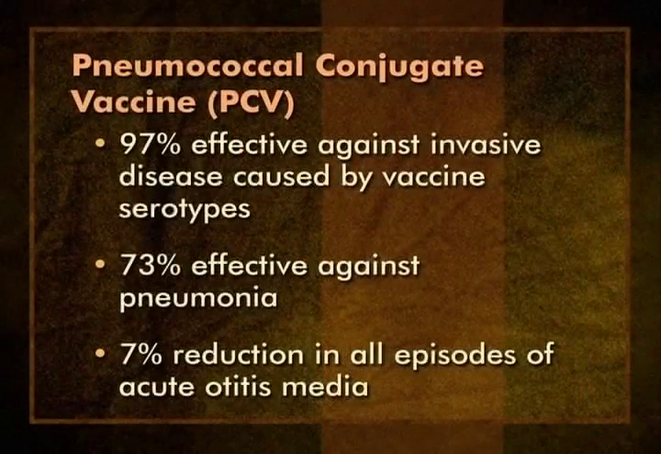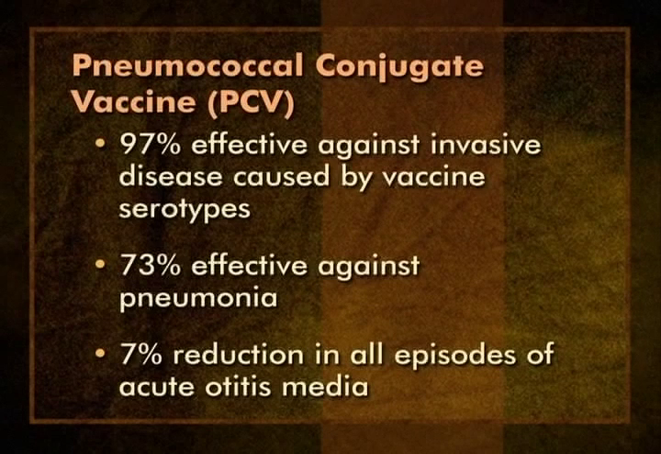Pure polysaccharide vaccine does not generate a significant immune response in young children. Conjugating the polysaccharide to a protein overcomes this problem. PCV is very effective in children. The efficacy trial included almost 38,000 children in the Northern California Kaiser Permanente system. The vaccine was 97% effective against invasive disease caused by vaccine serotypes. It was 73% effective against clinically diagnosed pneumonia in children with X-ray evidence of an area of consolidation.